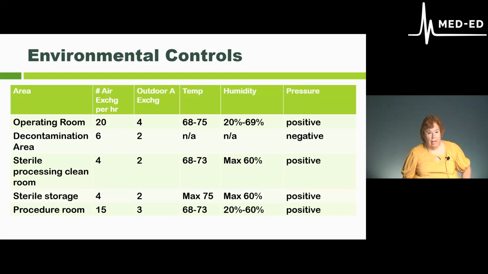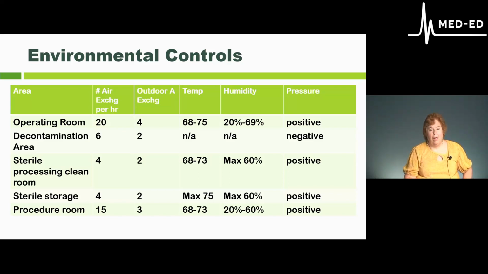So they are looking at 6 air exchanges an hour. At least 2 of them have to come from the outside. The temperature has to be 68 to 75 degrees. Humidity, we're looking at 20 to 60%. And there's no recommendation for the air pressure.